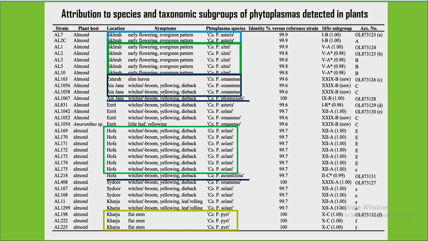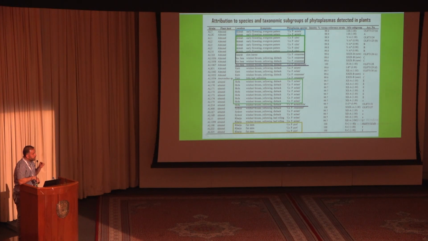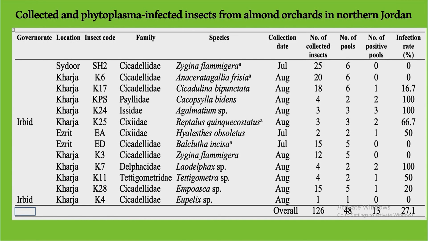Another important issue that we have to highlight or consider is that we have Astris and Ulmi in Ajloon or in the north. This is an agroforestry area surrounded by forestry area. As all of you know, this species could be a mortality factor for woody plants. And we also detected Omanense with one weed species, Amaranthus species.